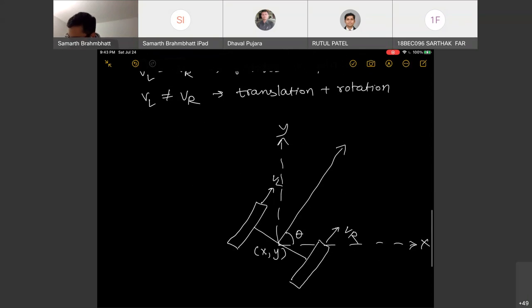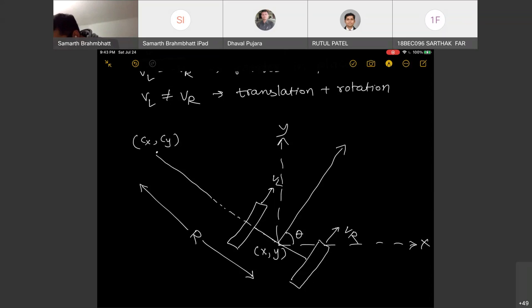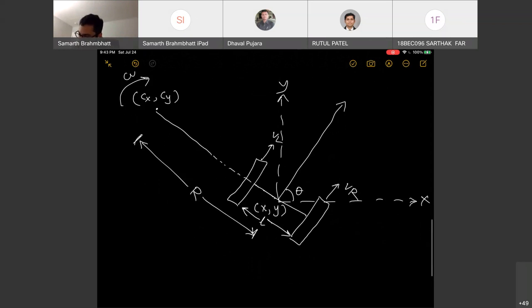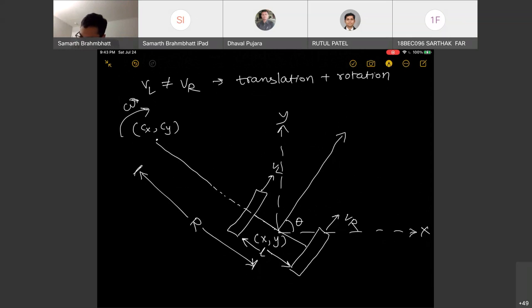So let us just assume some kind of center of rotation Cx, Cy, and we say that this is at a distance r from the center of the robot, right? And we also know the width of the robot, which we will call L. So what this means, if the rotation around this center of rotation is omega, then we know the relationship between the linear velocity and angular velocity, right? Which is linear velocity equals r times omega. The question is, what is this r?